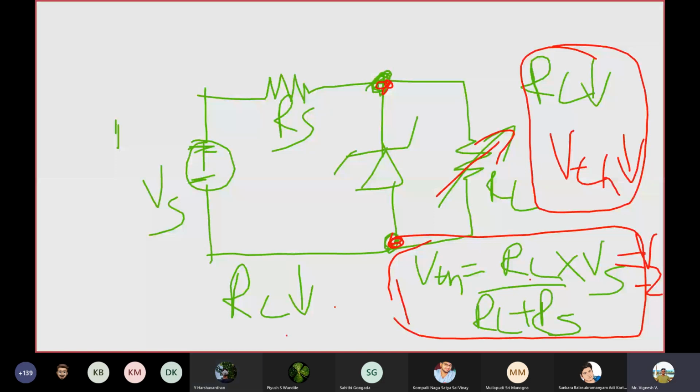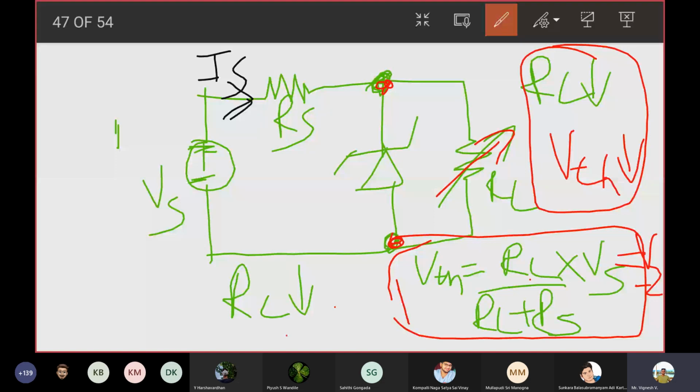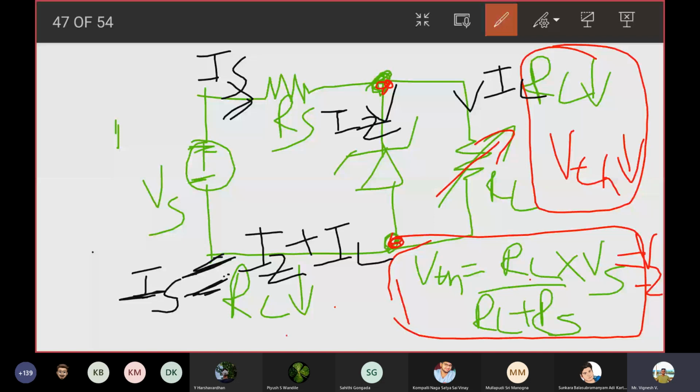Excellent. See, someone told the answer. So this is IS, this is IZ, and this is IL, right? And all of us know that IS, if I write KCL, IS would be equals, my goodness, this stylus is not working. IS equals IZ plus IL. Am I right? Do you agree with me?